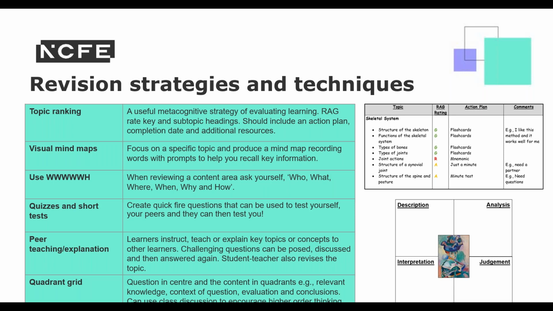Quadrant grid, question in the center, and then the content in the quadrants, e.g. relevant knowledge, content of the question, evaluation and conclusions. Can use class discussion to encourage higher order thinking. Not all students will have the answer for each of the levels, but participating in the class conversations will encourage students to process their thinking at a higher level. If you use the same technique frequently, you will begin to notice which students are using the higher order thinking skills and which ones you could use a little scaffolding to get there.